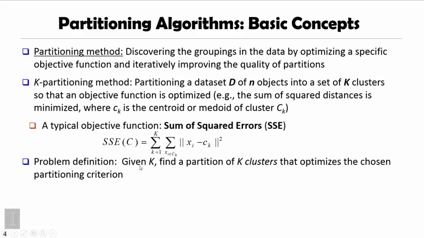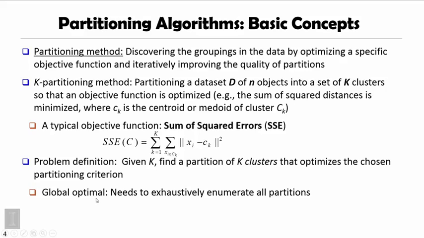For the k-partitioning method, essentially the problem is: given k, the number of clusters, we want to find a partition of these k clusters that optimizes the chosen partitioning criterion, for example, the sum of squared distance.